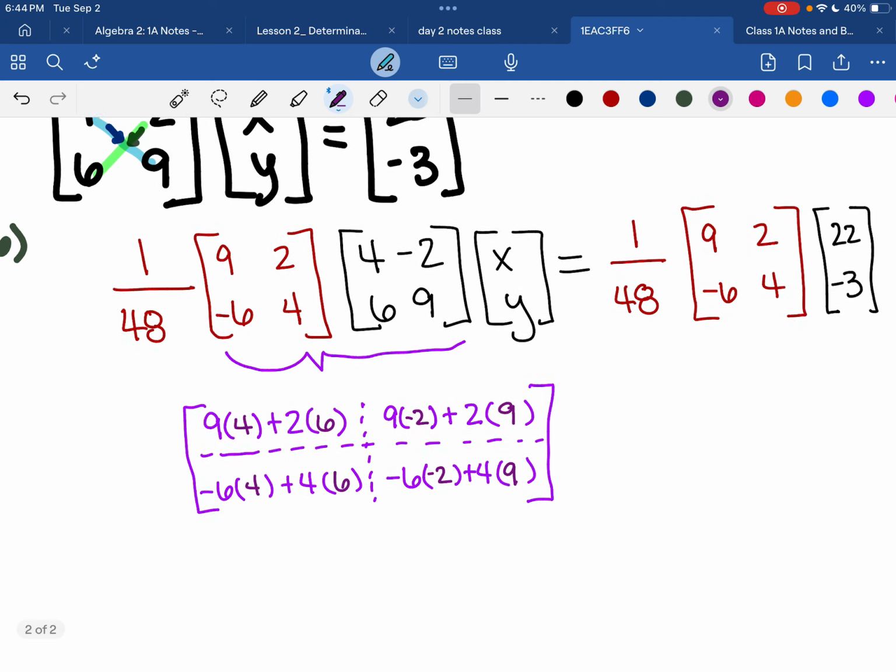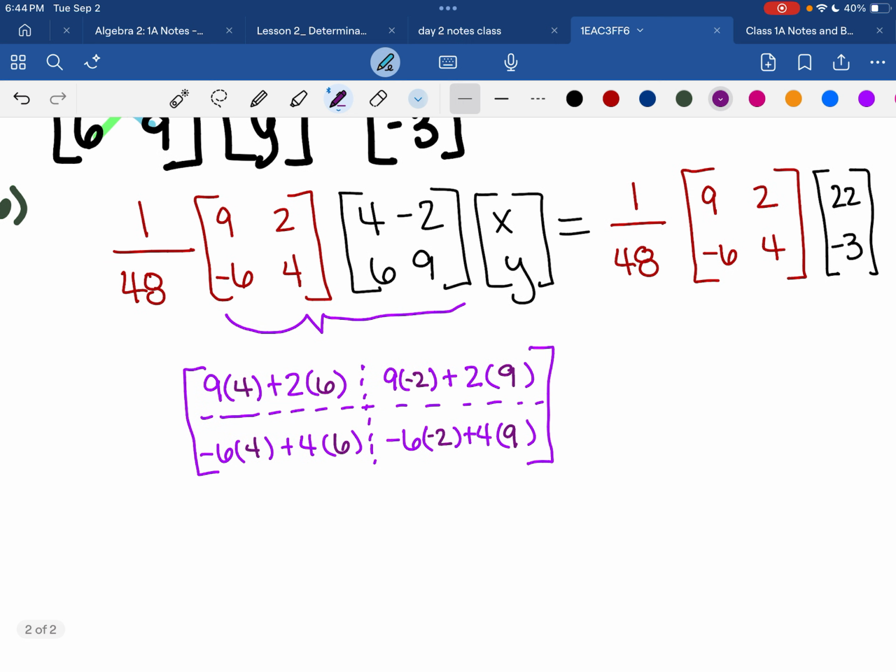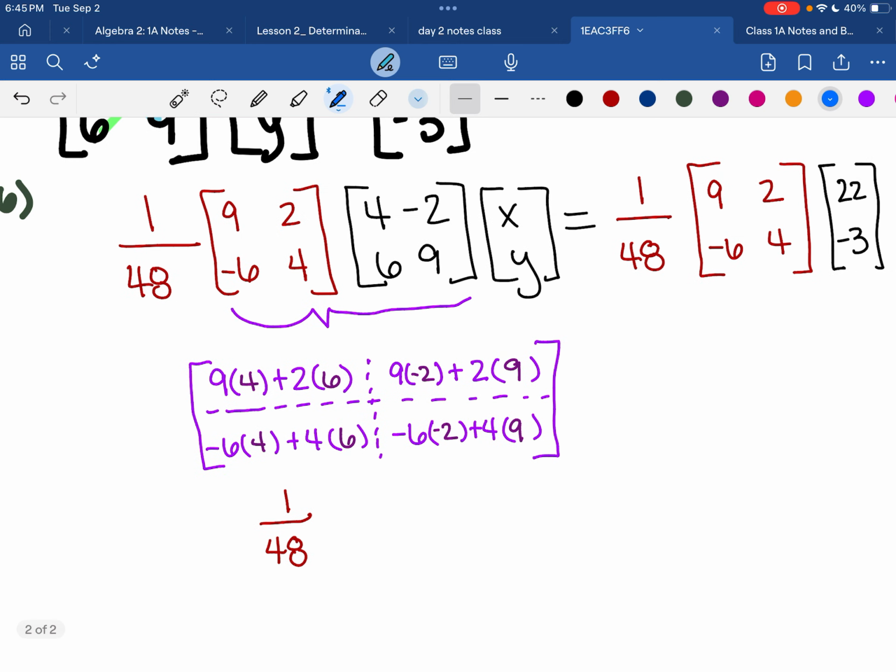And what I'm going to do is simplify this on my calculator. Now, with that, I'm going to have 1 over my determinant, still a 48. And then I'm going to write down this new value, and I'm going to write it down in a light blue color. I do apologize if you are colorblind.